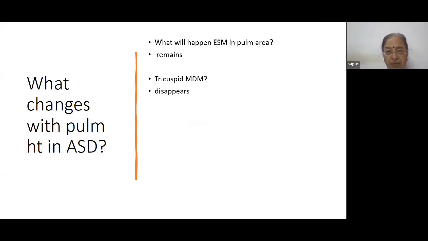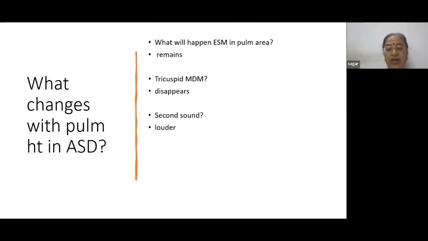Disappears, isn't it? Disappears because the pulmonary circuit pressure goes up, the RV pressure goes up, so you will not get so much flow. So the tricuspid MDM will disappear with the appearance of pulmonary hypertension. Remember, once the pulmonary hypertension starts increasing, you will not get the MDM. You will get it in a moderate shunt, but in a severe shunt, with pulmonary artery hypertension, the tricuspid MDM will disappear. What happens to the second sound with pulmonary artery hypertension and ASD?